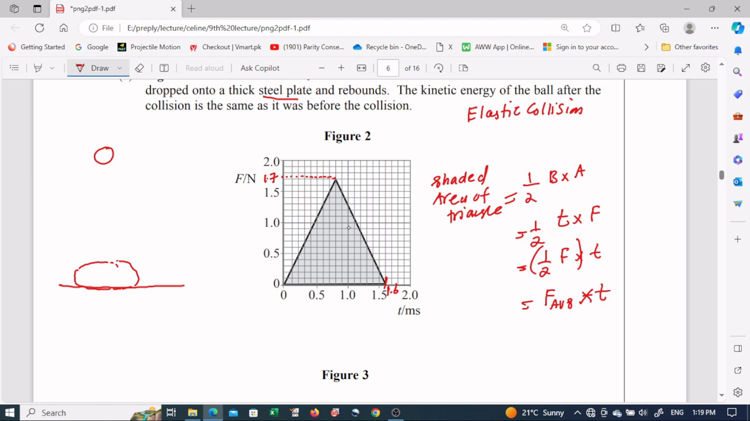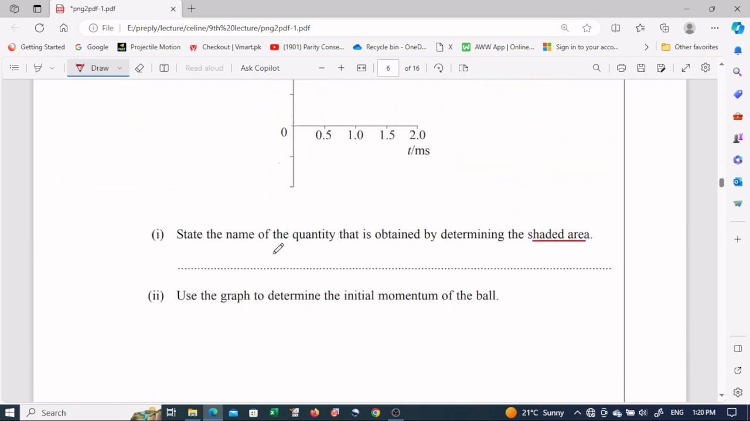How can we find the average force? We know that the initial force is 0, after that we have the maximum force F, and then after that we have 0. So if we take the average, the average force is equal to 0 plus the maximum force over 2, so it is one over two F. So what is the average force multiplied by time? Force into time is the impulse. This quantity is impulse, and it is also equal to the change in momentum.